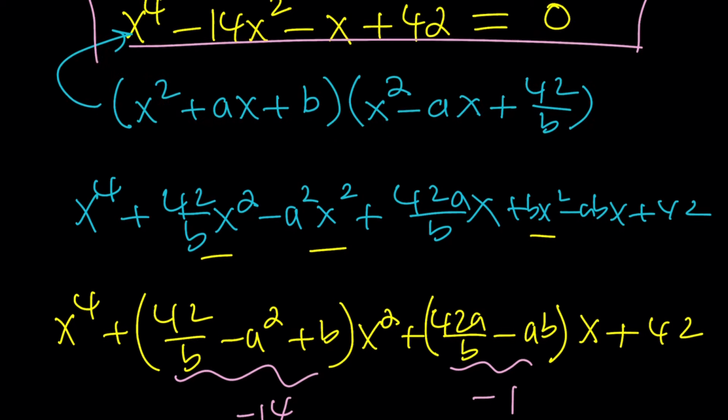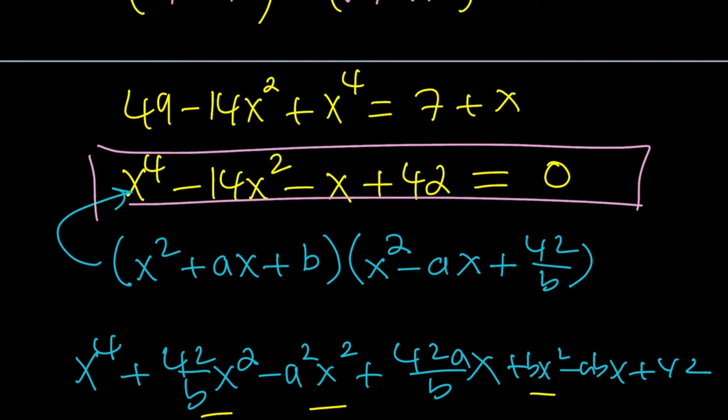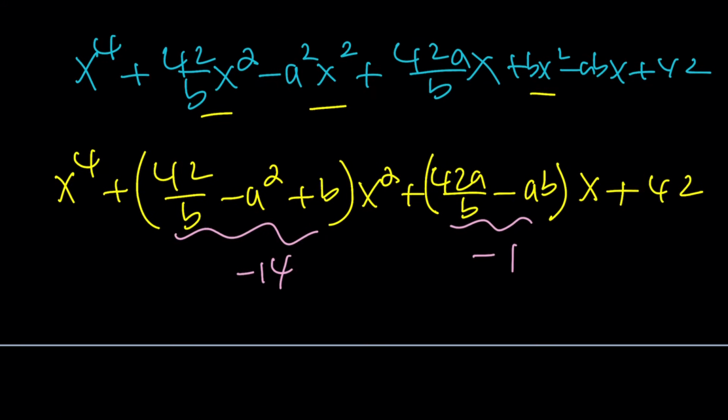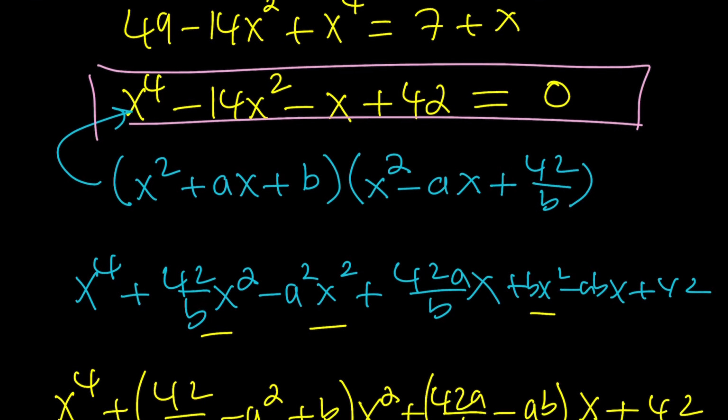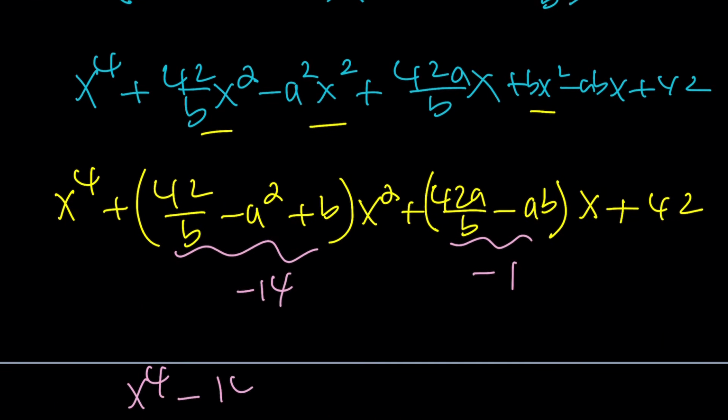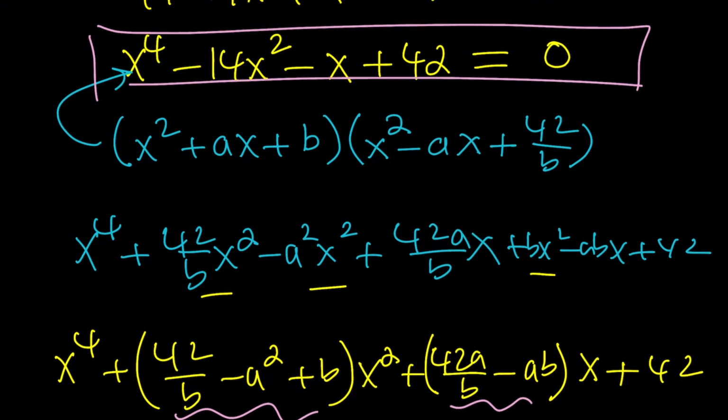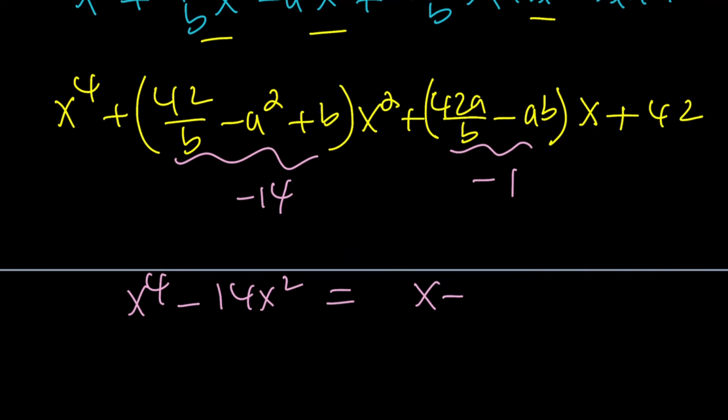Obviously, there are other methods you can use, like you can make this expression x to the fourth minus 14x squared, and then put the x minus 42 on the right hand side. And then you can add something to both sides to make it a perfect square.